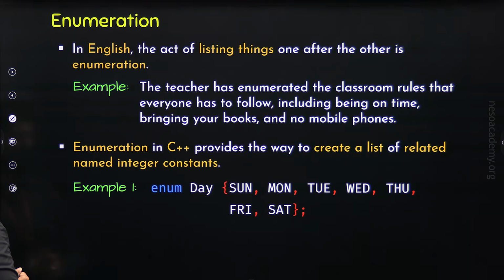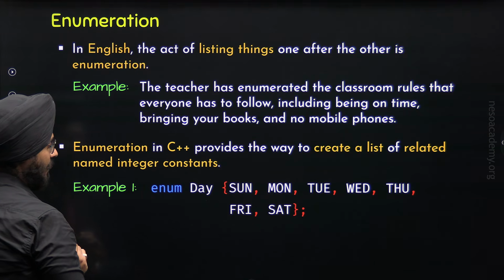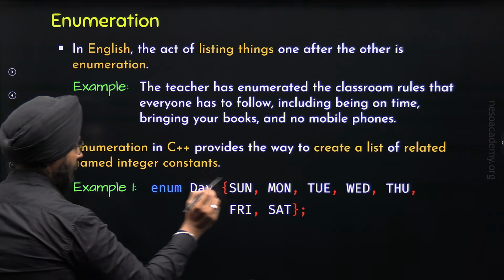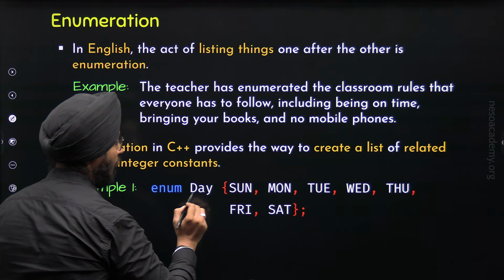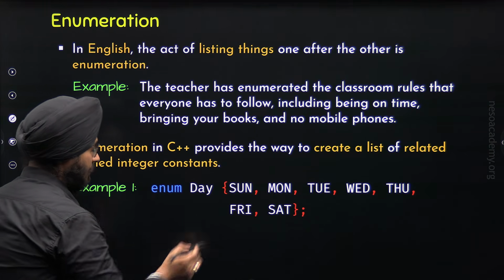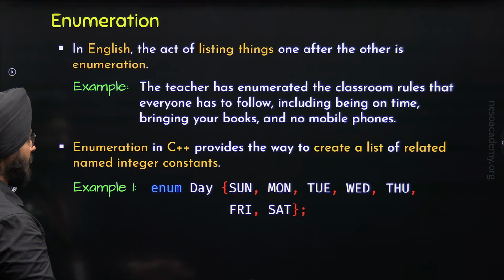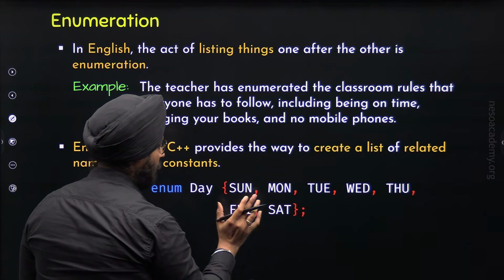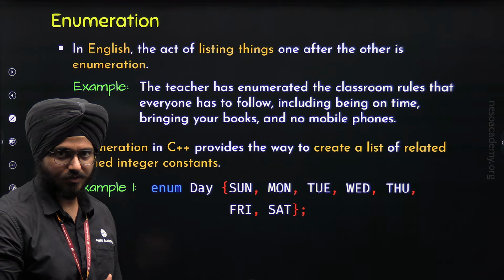Here is the example. Here I have defined this enumeration with the help of this enum keyword. First, we need to specify the keyword enum. This keyword tells that we are defining the enumeration. And here, after the enum keyword, we need to specify the name of the list. The name of this list is day. And after this, within braces, we can specify the items of the list. As mentioned already, the items must be named integer constants. These are named integer constants, and you will get to know why I am calling them named integer constants.